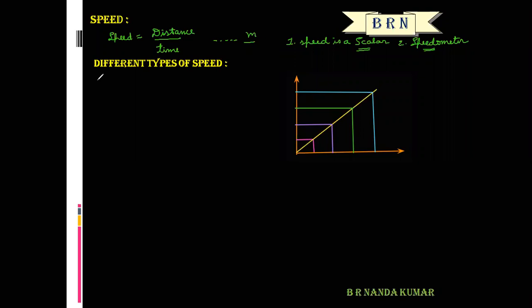Suppose a particle covers distances x1, x2, x3 in times t1, t2, t3 seconds. In this case, what is the average speed? The average speed, V bar, is the symbolic representation of average speed.